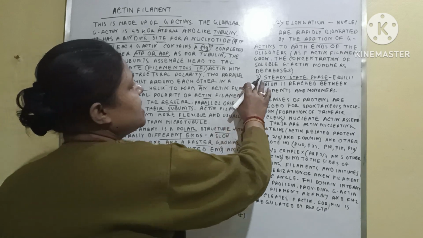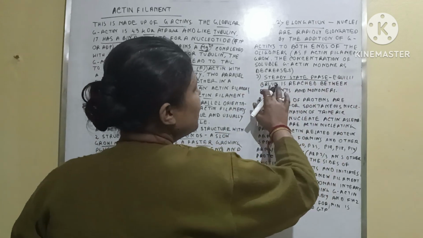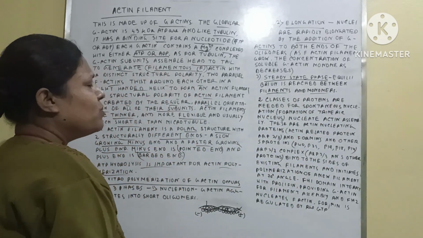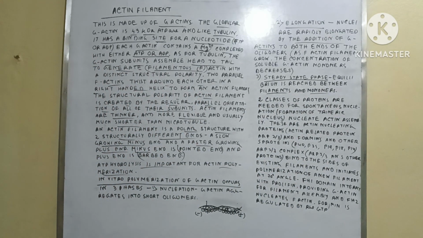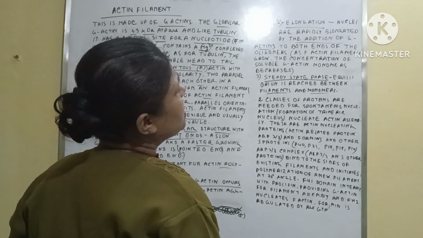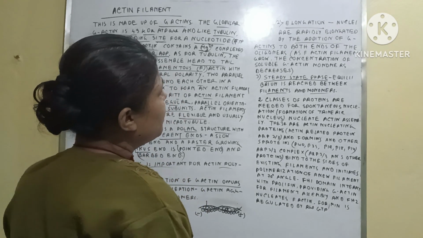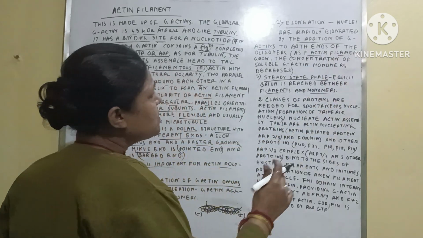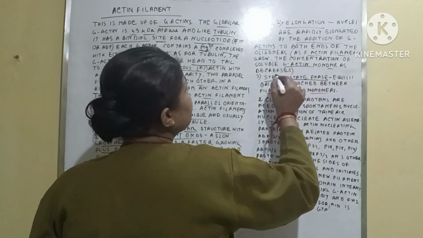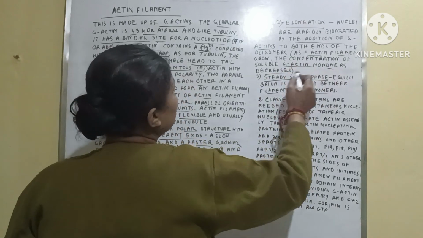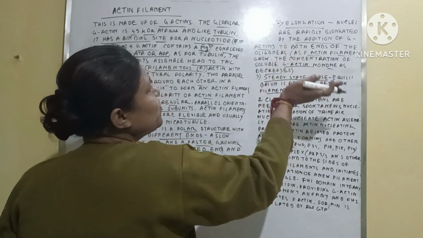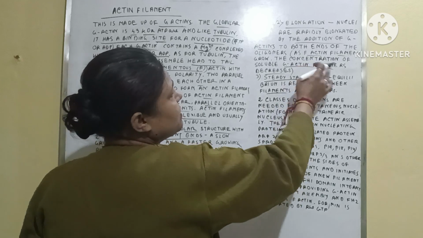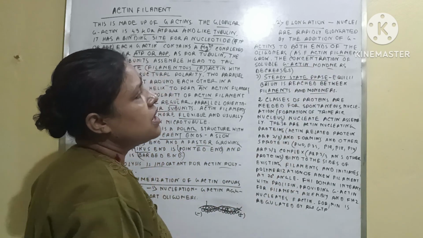And the third one is the steady state phase, which means the equilibrium is reached between the filaments and the monomers. Monomers means subunits here. As the F-actin filament grows, the concentration of the soluble G-actin monomer decreases. This is important: when the F-actin grows, the G-actin monomer concentration decreases, because G-actin monomers attach and form the F-actin filament. That is why the concentration of G-actin monomers in the solution decreases.